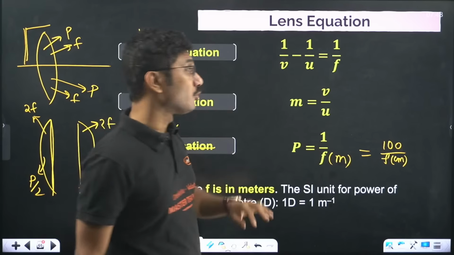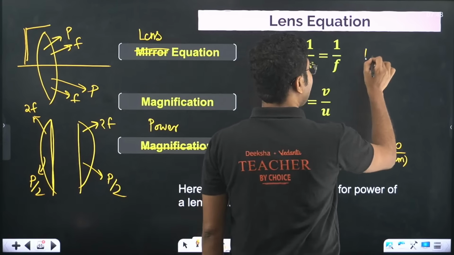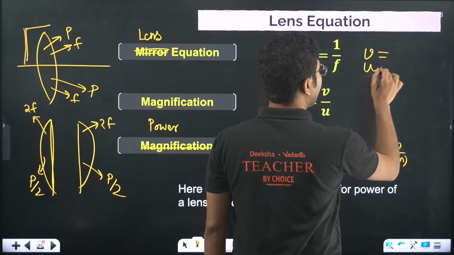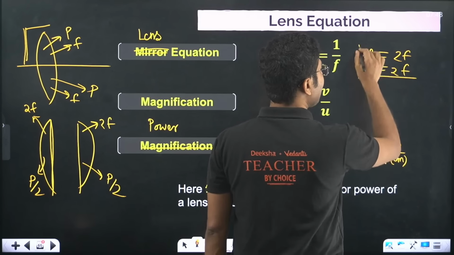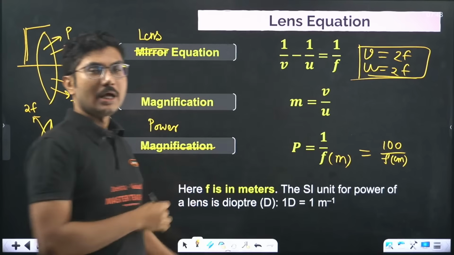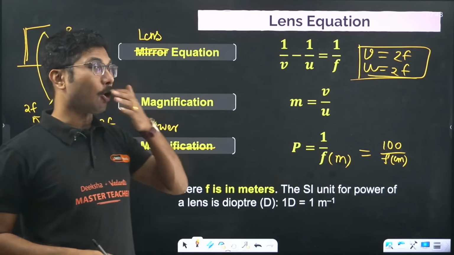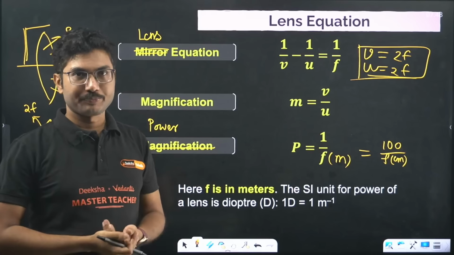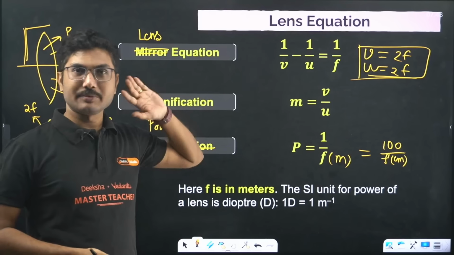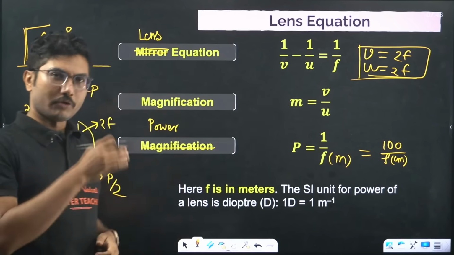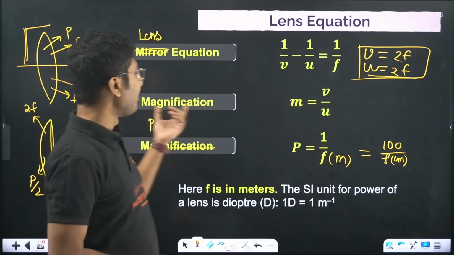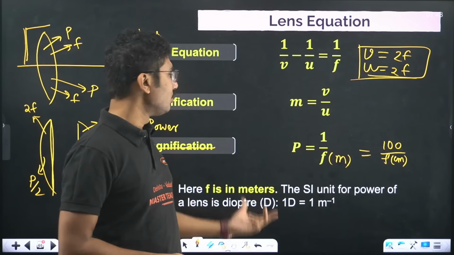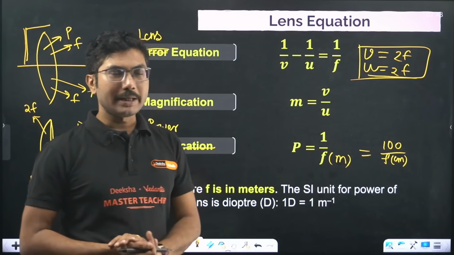Now, the lens equation: 1/V − 1/U = 1/F. Again, in this case also, many times it was asked that V and U are actually 2F, that is, at this location. What is the speciality of these locations? At these locations, object size and image size become the same, for mirrors as well as lenses. Now magnification is given by V/U and power is given by 1/F.